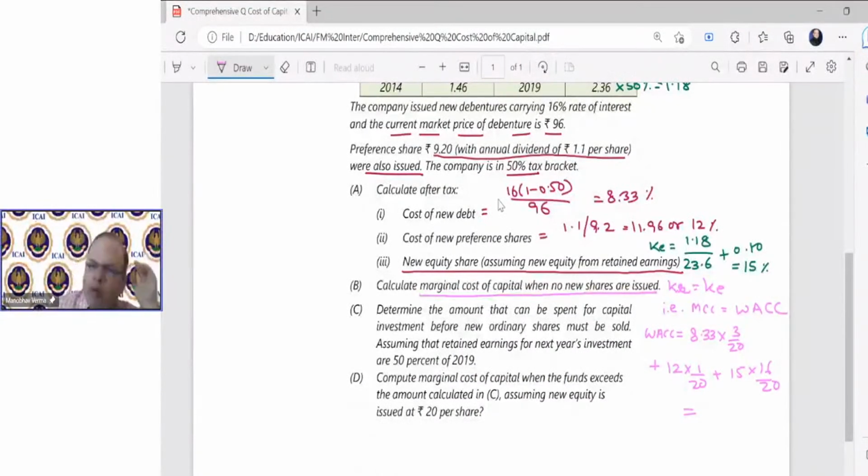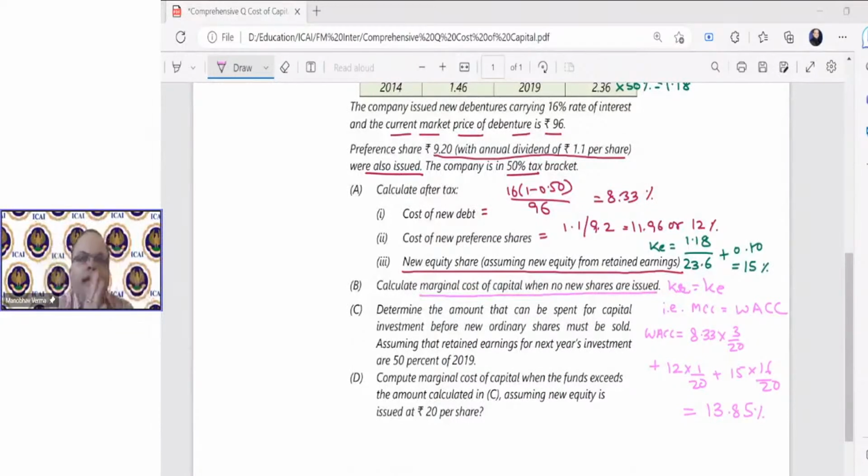Yeah, you can take 11.96. I'm fine. 8.33. So I think I am getting 13.85%, guys. Is it the same? You guys are getting 13.85%.